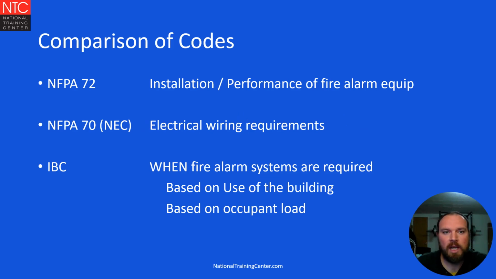So when we look at the IBC from the perspective of fire alarm, let's talk about the comparison of the IBC with the other codes. We look at 72 and it is the how's it supposed to work, where is it supposed to go of the fire alarm. It provides us the information for installation and performance of the fire alarm equipment. When we look at the NEC, it's going to tell us all the electrical wiring requirements for everything. The IBC, the way that I think about it, is the when do I need a fire alarm system and what kind am I going to need.